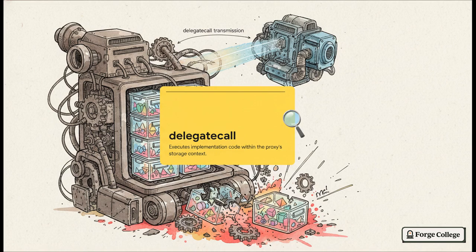When you trigger an upgrade, you aren't moving the cargo at all. You're just swapping out the engine. The catch? That new engine executes its logic entirely within the proxy storage context. If the new engine doesn't understand exactly how the chassis organized that cargo, well, boom.